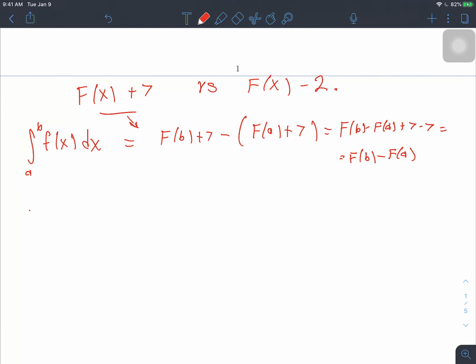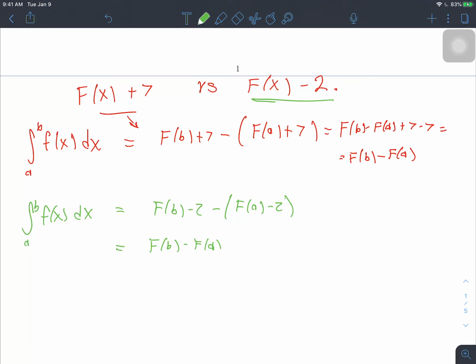If we tried the other one, let's try this one. We'd get the integral from a to b of f of x dx equals capital F of b minus 2 minus, parentheses, capital F of a minus 2, and we'll get capital F of b minus capital F of a minus 2 plus 2. And that's just equal to capital F of b minus capital F of a.